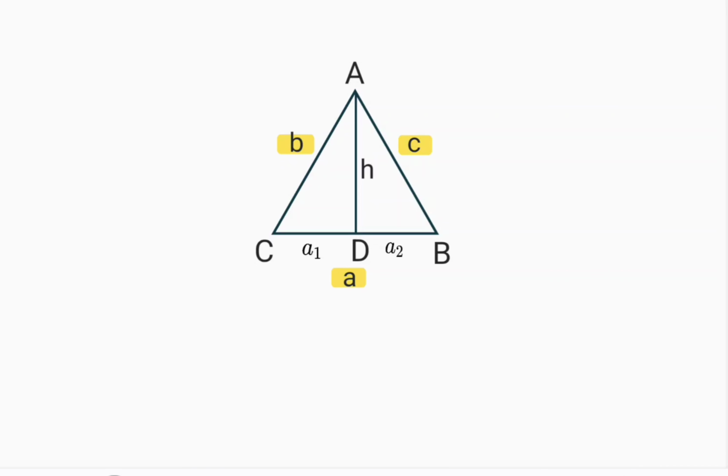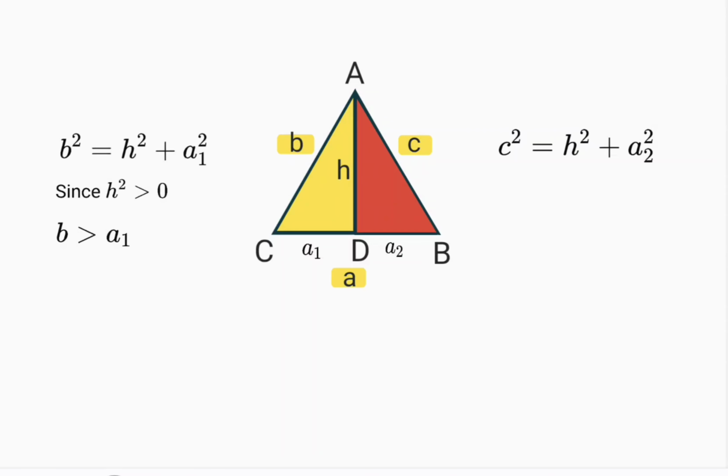Now pay attention. In triangle ADC, using Pythagoras theorem, b squared is h squared plus a1 squared. h is the perpendicular height and will always be greater than 0. That means b is greater than a1. Similarly, for triangle ADB, c squared is h squared plus a2 squared. That means c will be greater than a2.